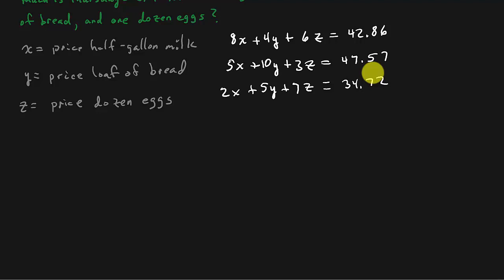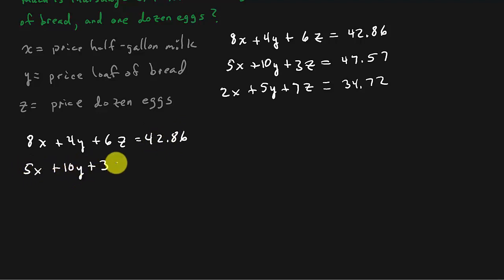And, you know, if you're sitting around, you have nothing else to do, you're bored, pull this problem up and multiply everything by 100 by getting rid of the decimals and solve it that way. And watch, you'll come up with the same answer if you do it correctly. All right. So I'm going to take the first and pair it with the second. So that's 8x plus 4y plus 6z equals 4286. And I've got 5x plus 10y plus 3z equals 4757.